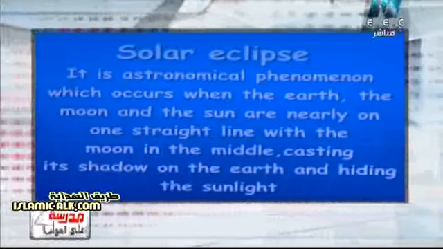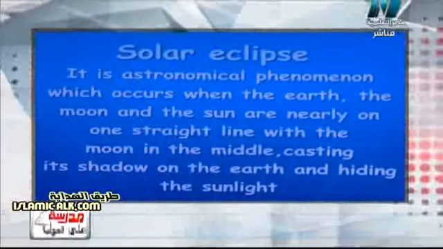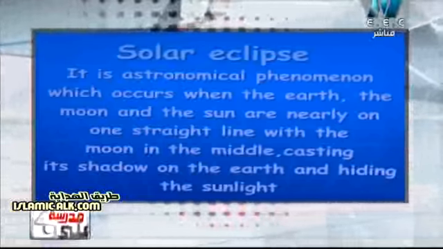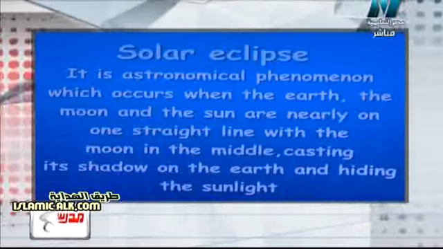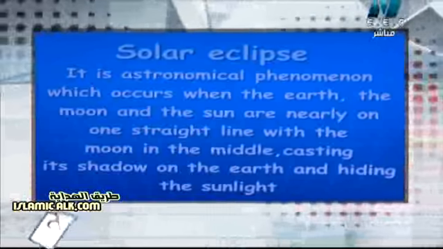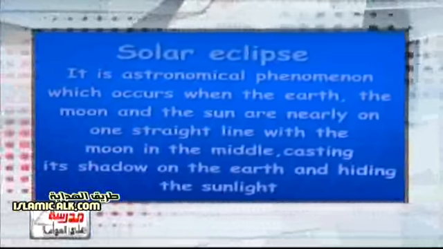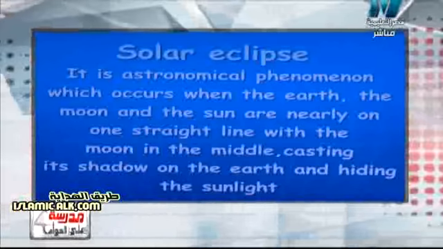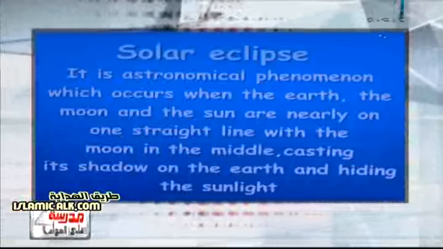The first condition is that the sun, the earth, and the moon are on the same straight line. The second condition is with the moon in the middle, casting its shadow on the earth and hiding the sunlight from the earth. So again, what's meant by solar eclipse? It's an interesting phenomenon which occurs with two conditions: when the earth, the sun, and the moon are all on a straight line, with the moon in the middle, casting its shadow on the earth.